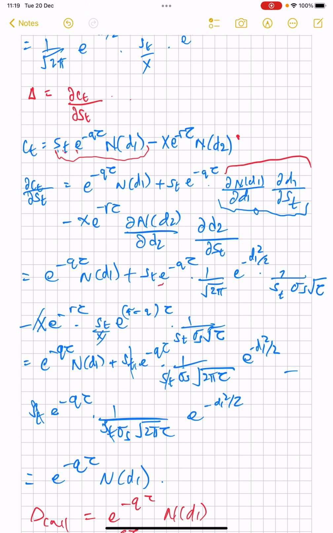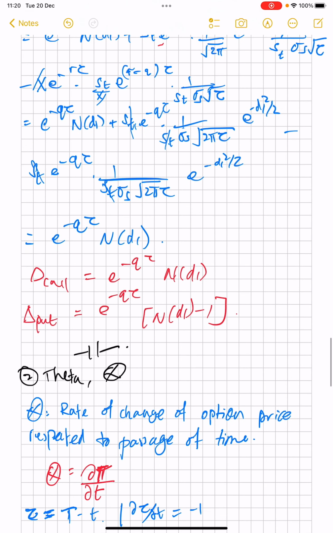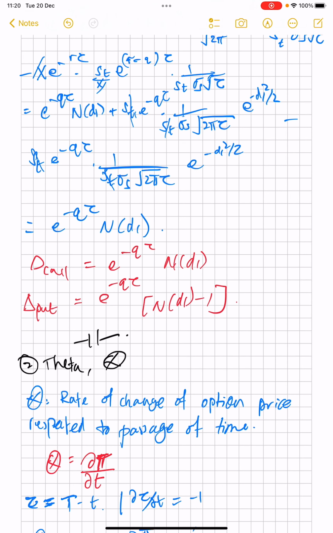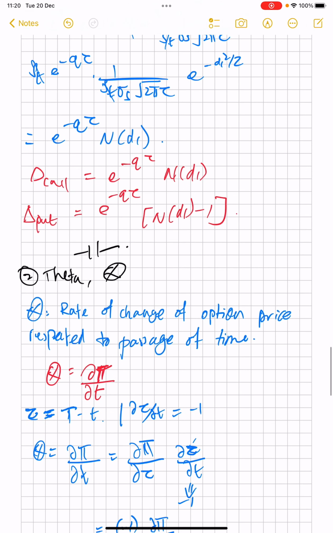And the same thing when you have to differentiate the cumulative normally distributed variable of D2, it becomes like this, and you just continue the derivative. And you will get the delta of a call to be listed as such.